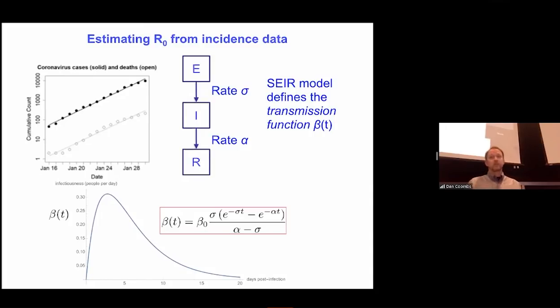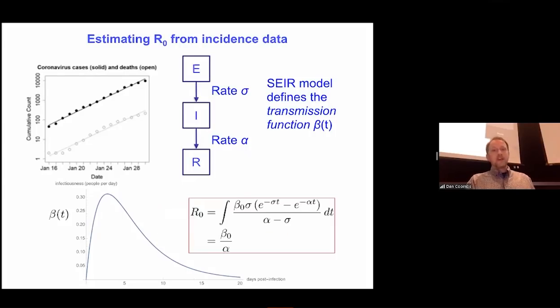So we can say there's some rate sigma at which you move from exposed to infected, and some rate alpha at which you move from infected to recovered. If these are constant rates, then we can use some simple differential-equation-based mathematics to calculate the transmission function, which I've plotted at the bottom, as a function of the amount of time since somebody became infected. I used a rate of 1 over 6 per day, or an average duration of the exposed period of 6 days, and an average duration of the infected period also of 6 days. You can see that the expected number of infections climbs and then decreases as people leave the infected class in the end.